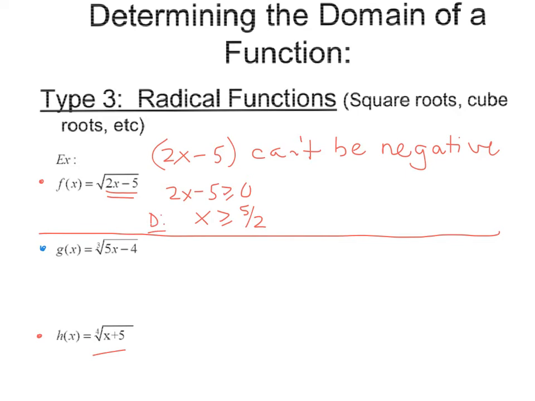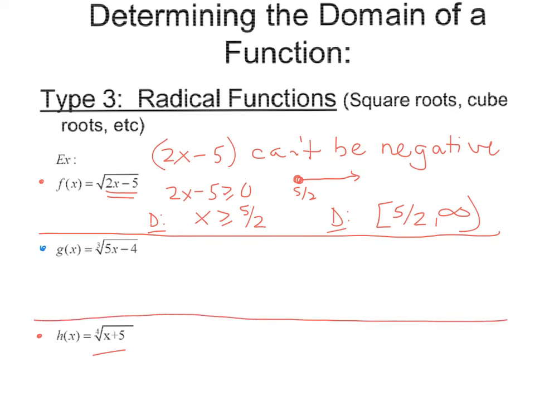So on a number line, x greater than or equal to 5 halves would be like that. Okay, so our domain is from 5 halves to infinity. And that is it, ladies and gentlemen. Radical function, simplest case. I'm going to go ahead and flip down to the fourth root.